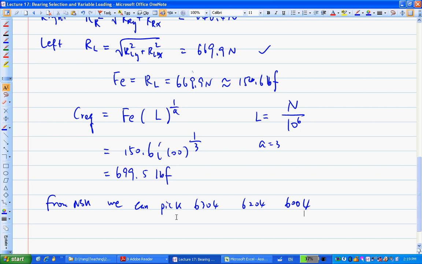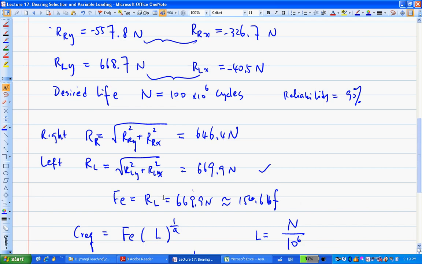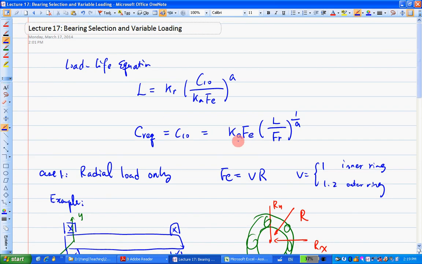So that's a simple example illustrating how you pick the ball bearing for radial load only. Two is the loading condition, right? And the loading factor, and not FR. This is KR. Good point. KR is a reliability factor. So we're designing for 90% reliability in this example, so this value is just one, because let's assume the loading condition is good.